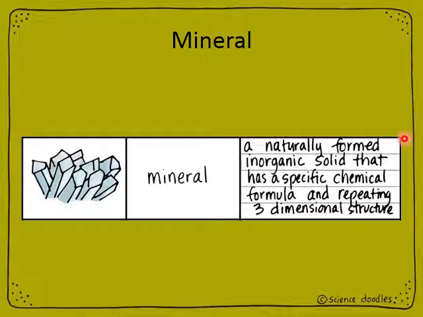Our first word is mineral, a naturally formed inorganic solid that has a specific chemical formula and repeating three-dimensional structure. So this just means that the chemical formula is different for each mineral. And we talked about chemical formulas. It tells us what elements and how many atoms of each element are in the structure or in the chemical.